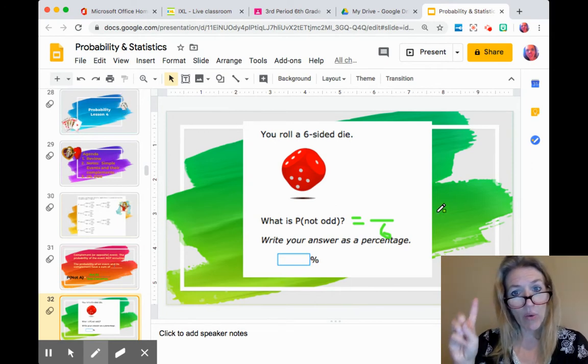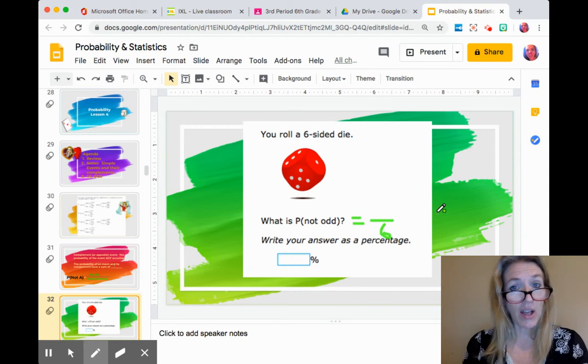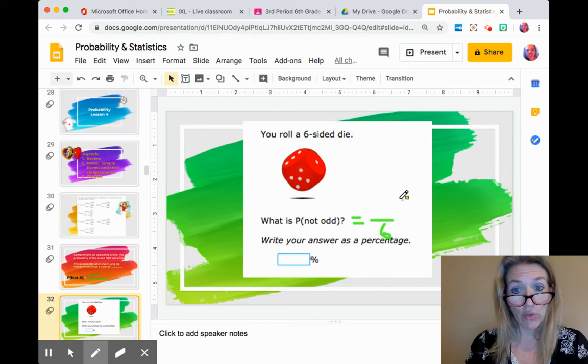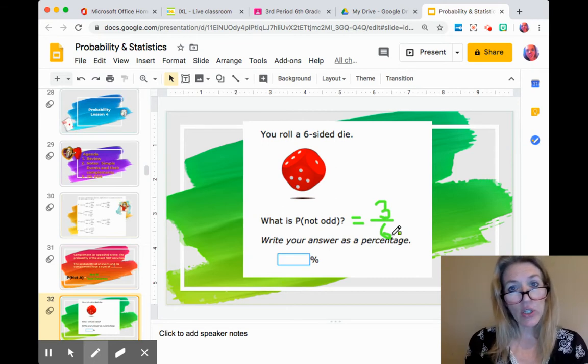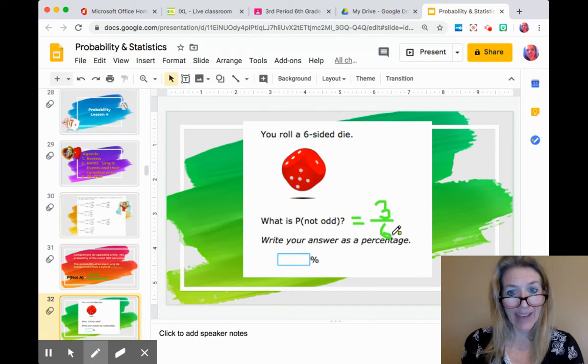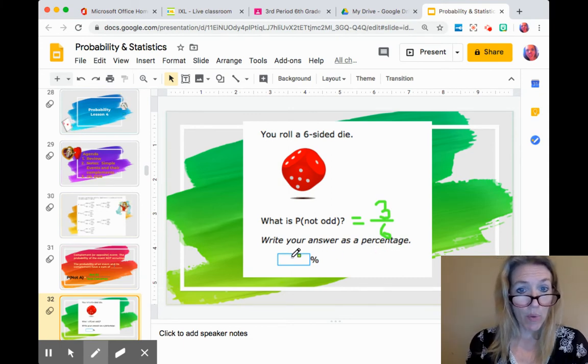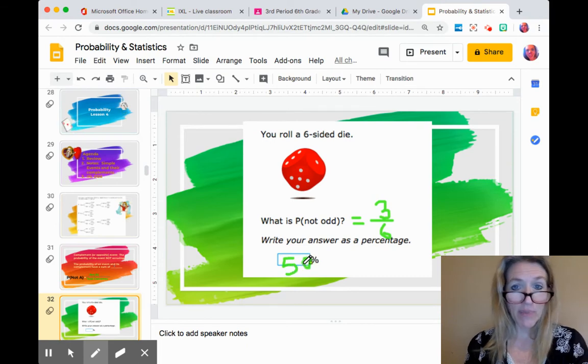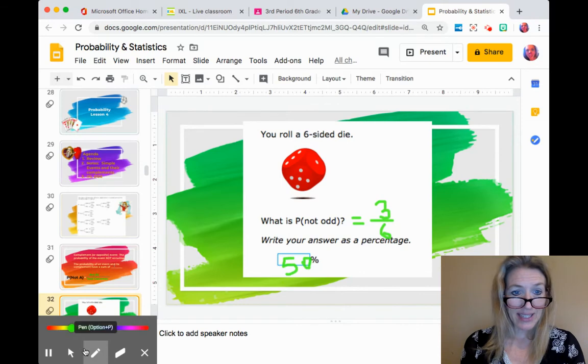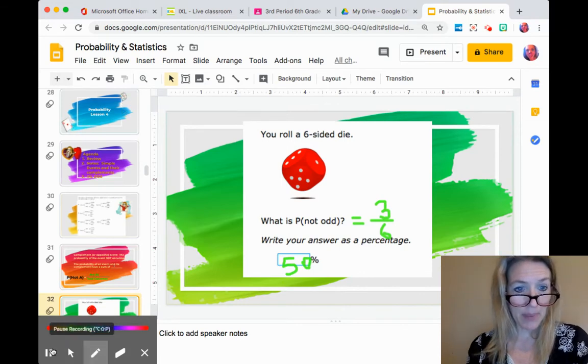Then we have to think about what is not odd, and that is all of the even possibilities. So that's 2, 4, and 6. There's 3 choices there, favorable outcomes for that. So 3/6 is our answer. Of course, when we reduce that, it becomes 1/2. The question asks us to put that in a percentage, and we know that 1/2 converts to 0.5, and then when we multiply 0.5 by 100, that would be 50%. All right, stand by for the next example.